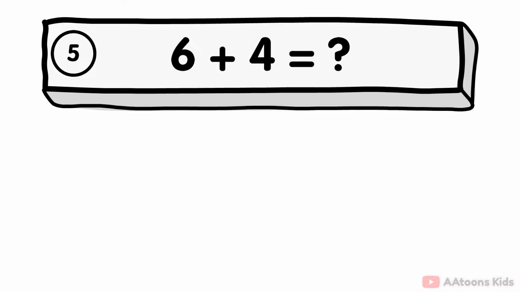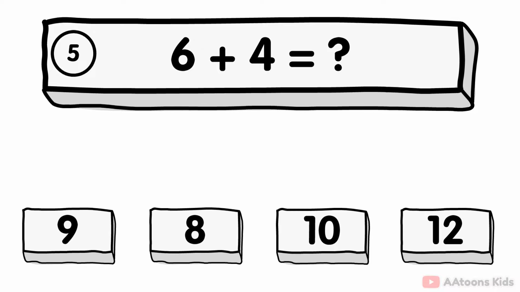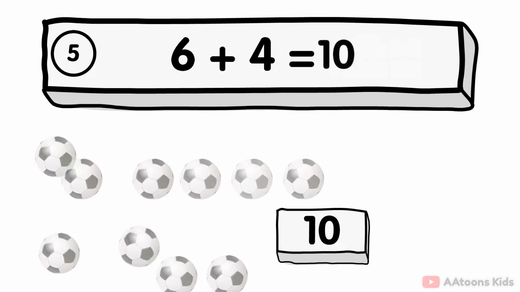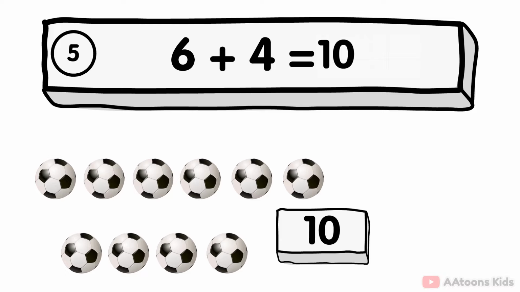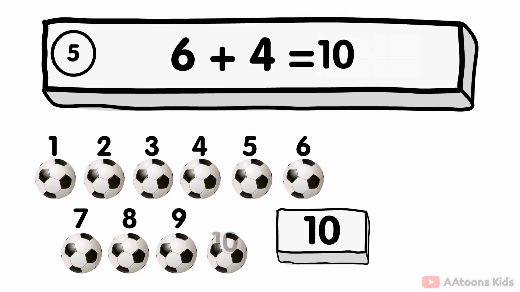6 plus 4 is equal to 10. Let's take 6 balls and 4 balls. Now count together. 1, 2, 3, 4, 5, 6, 7, 8, 9, 10.